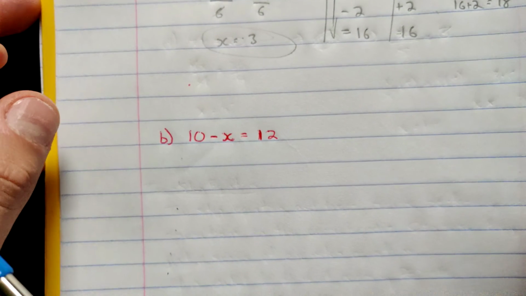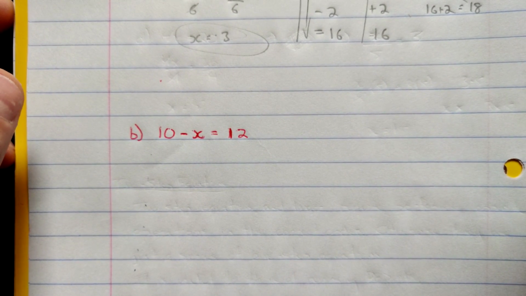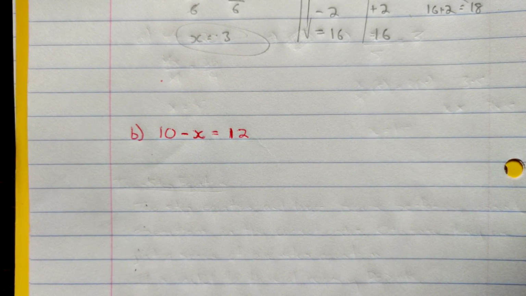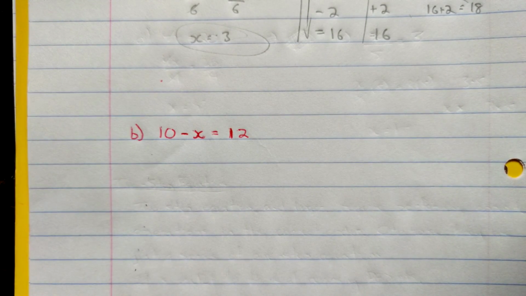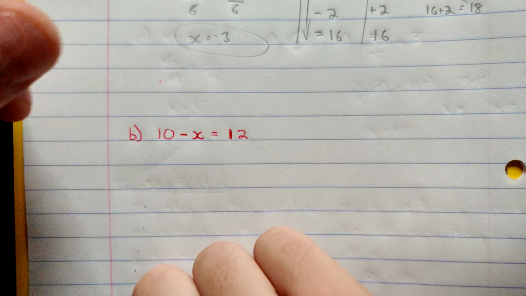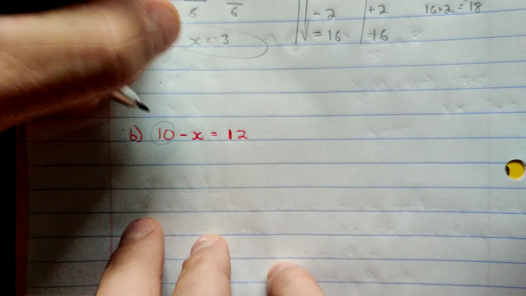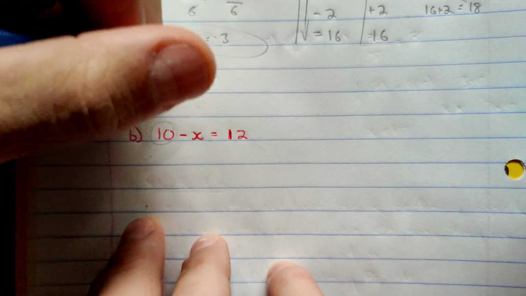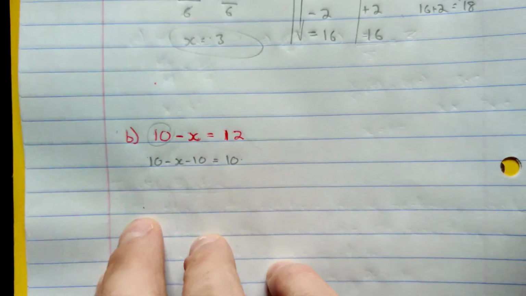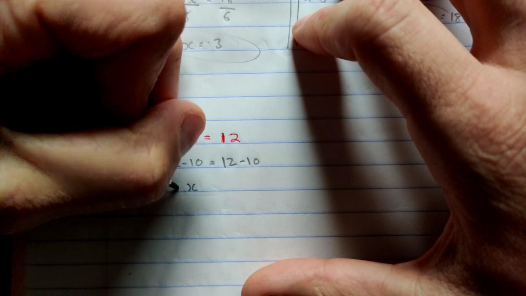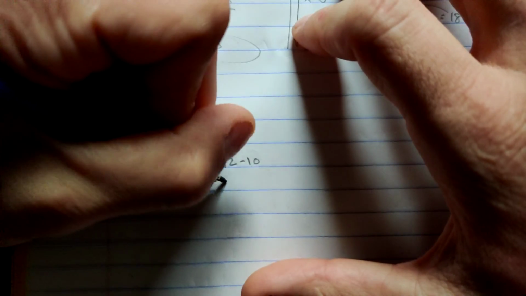Another example here, we got 10 minus x equals 12. So this might not look the same because there's not a number in front of the x, but this is still a multi-step equation. So again, get rid of that positive 10 first by subtracting it from both sides. 12 minus 10. So we're left with negative x equals 2.